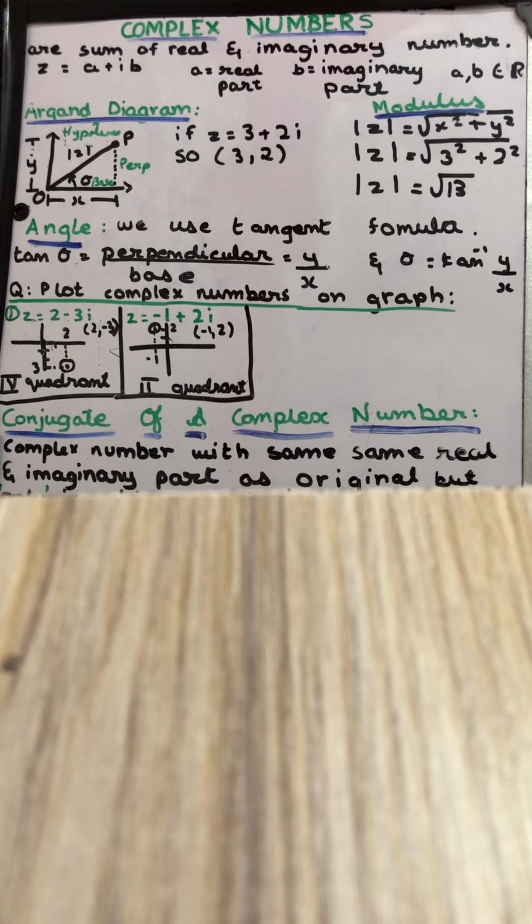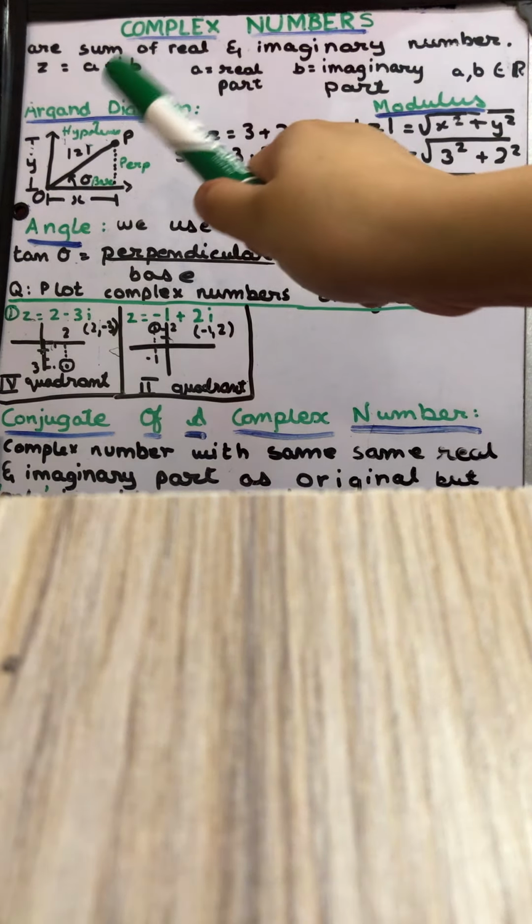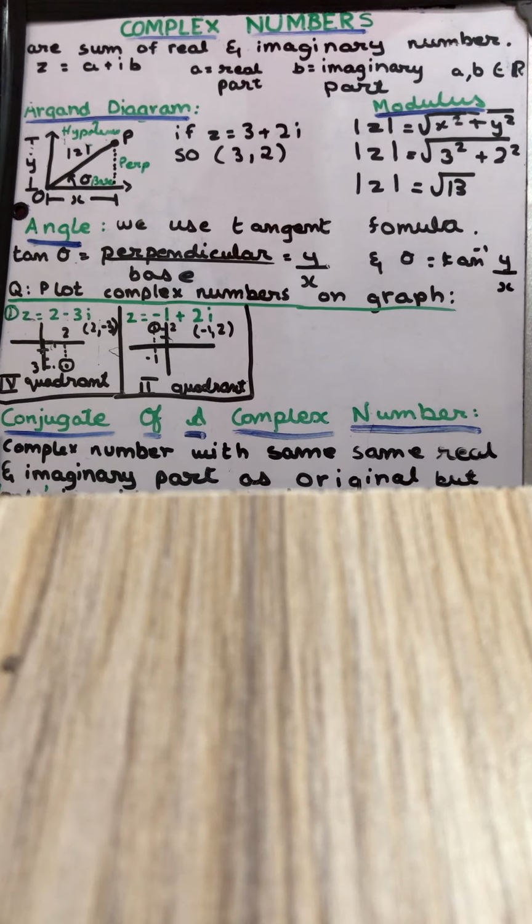Although I know all of you must be aware of this topic, let's just recall some of the basics of this topic. So what actually are complex numbers? Complex numbers are sums of real and imaginary numbers. For example, it is denoted by z, as you can see. For example, z is equal to a plus iota b.